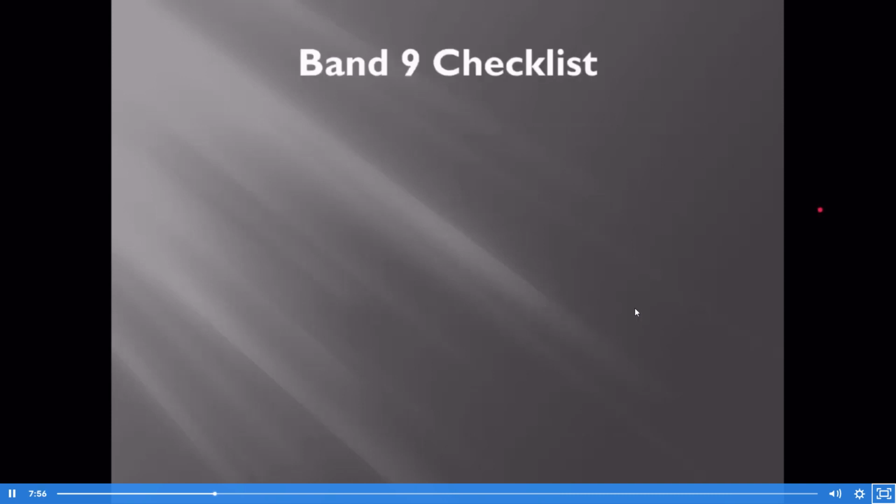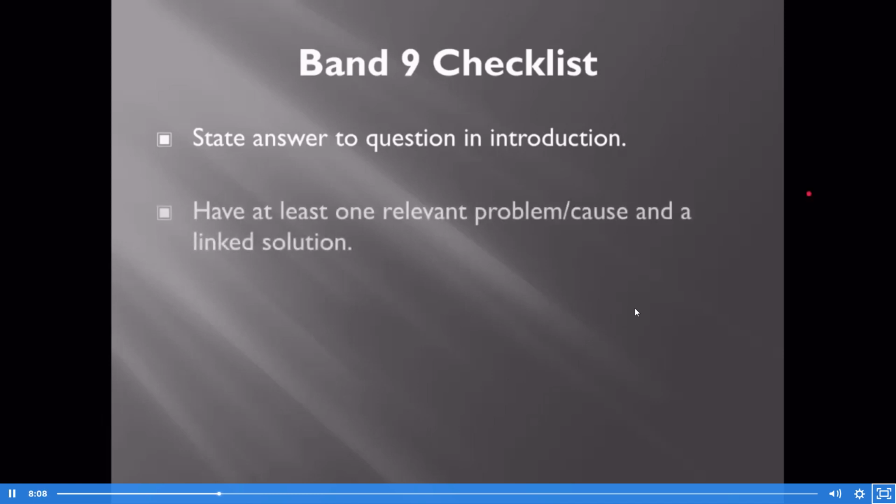If you want to get one of the higher bands, you need to state answer to the question in the introduction. You need to make it very clear to the examiner that you've understood the question and this is your answer to the question in the introduction. Have at least one relevant problem or cause depending on the question and a linked solution. Your solution should solve the problem. Your solution should be linked to the problem that you are discussing.